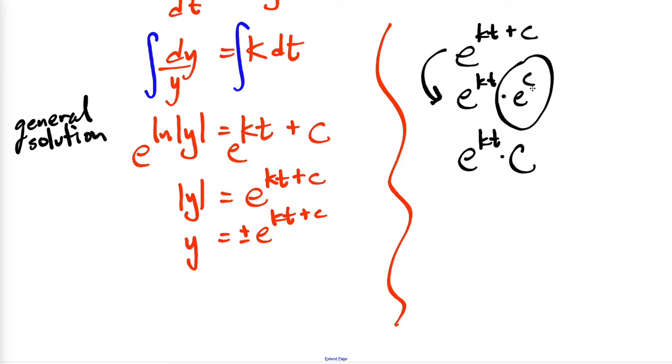Anytime you have a numeric operation on the constant, it just gets absorbed into the constant and rewritten as C. So over here in red, instead of writing e to the kt plus c, this is going to be written as c e to the kt. And that plus and minus is no longer there either, because c is a number you're going to find out on its own at the end of the problem anyway.